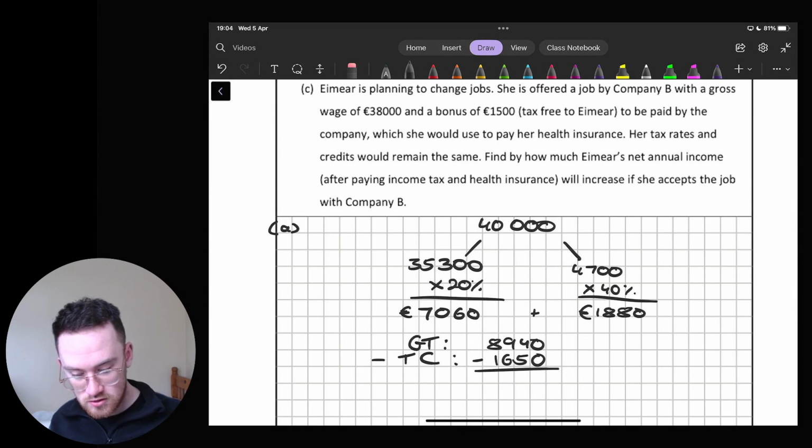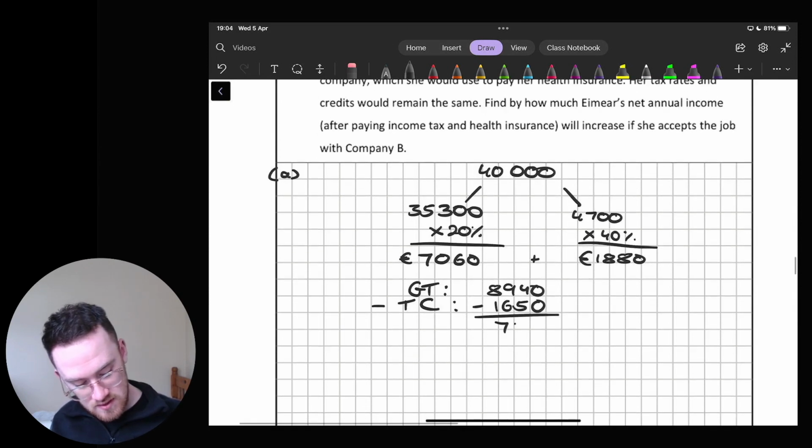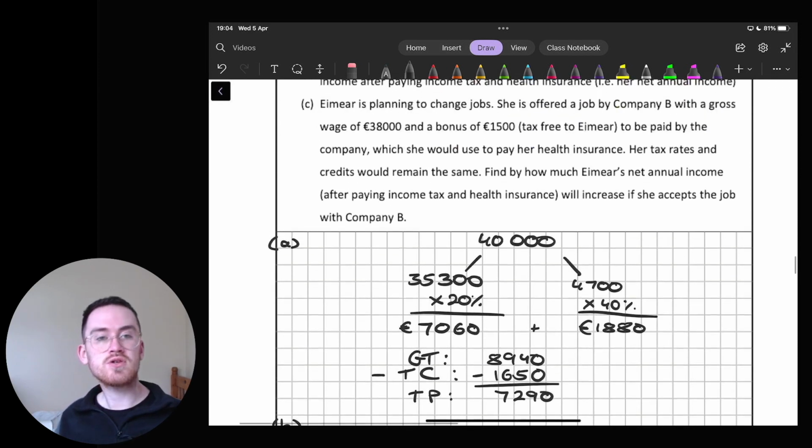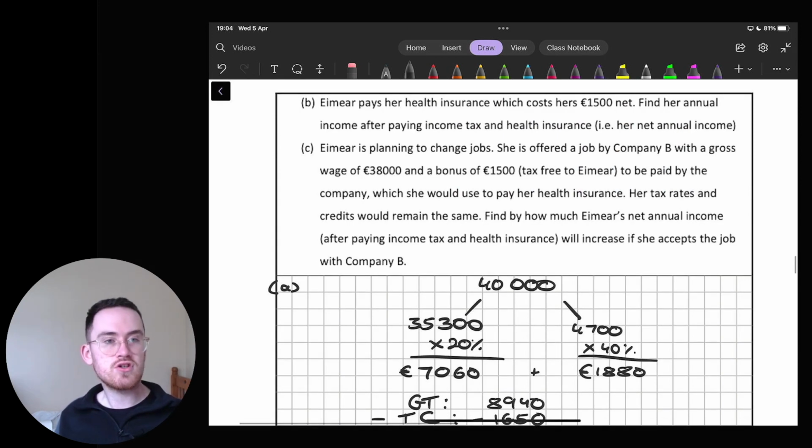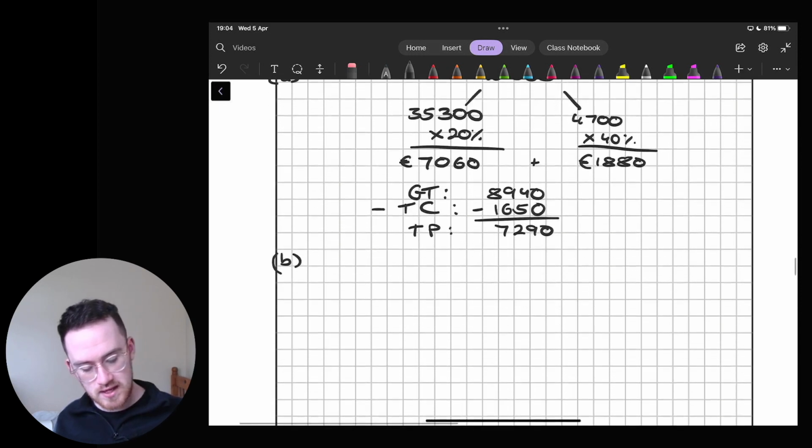So I get that her tax payable is 7,290. That is her tax payable. For Part B, we're told that she pays health insurance as well as her tax. So her health insurance of 1,500, find her annual income after paying both of those.